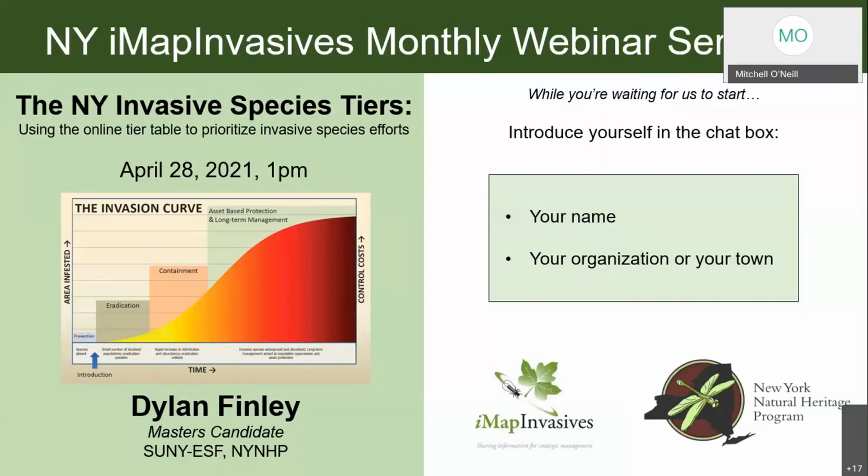So our topic today is the New York invasive species tiers, in particular, the new online table that Dylan Finley and NYNHP have developed. Before I turn it over to Dylan, I believe Jennifer Dean with the New York Natural Heritage Program has a brief thing to say about how the species tiers will be maintained and updated in the future. Great, thanks, Mitch.